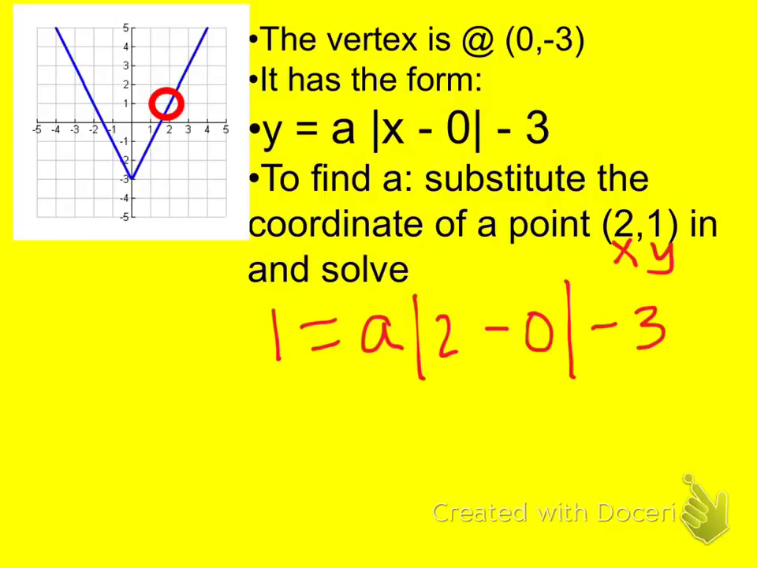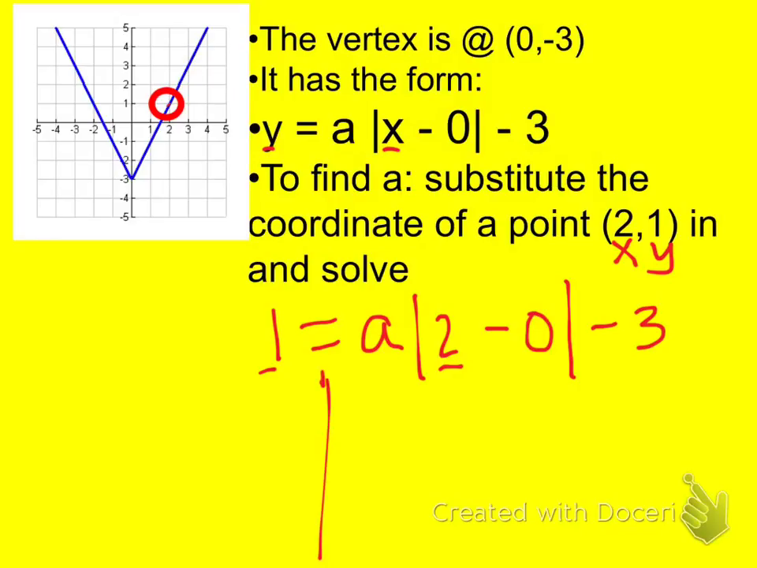Now, to find a, or the slope, we're going to substitute the coordinate of a point. And that point, I can see one on the graph right now. It's 2, 1. And we're going to try to solve it. Now, what does that mean? Well, we're taking the 2 and substituting it in for the x. Then we're going to take the 1 from this point right over here and substitute that in for the y. Now we're going to solve.